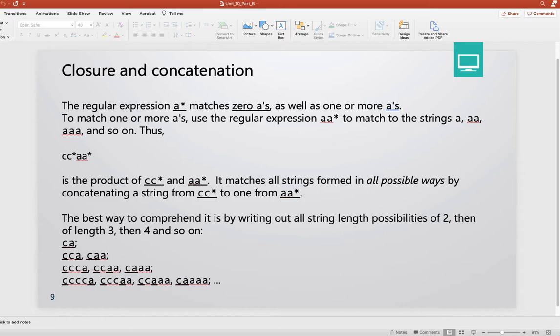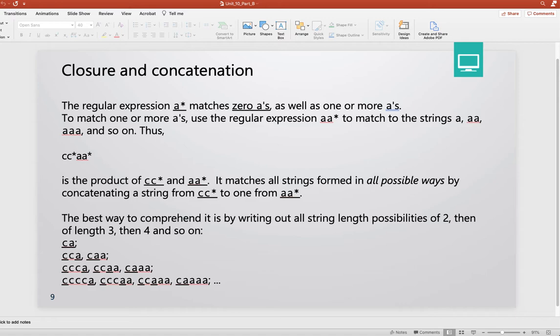And the regular expression A star matches 0 A's as well as 1 or more A's. To match 1 or more A's, use the regular expression A star, which will match the string A, and A followed by 1 A, or A followed by 2 A's, and so on.